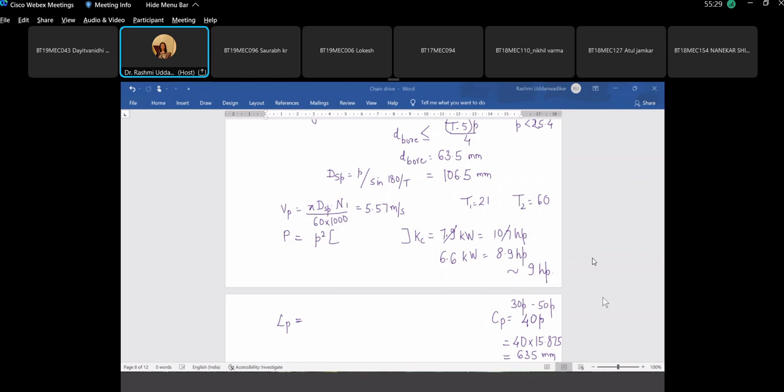Nandana and Saurabh are giving me 158 and 135. Is this the value for Lp? Lp is 2Cp plus (T1 plus T2) by 2. We are using this formula. Cp is 40. Why are your answers varying? 1311.5.